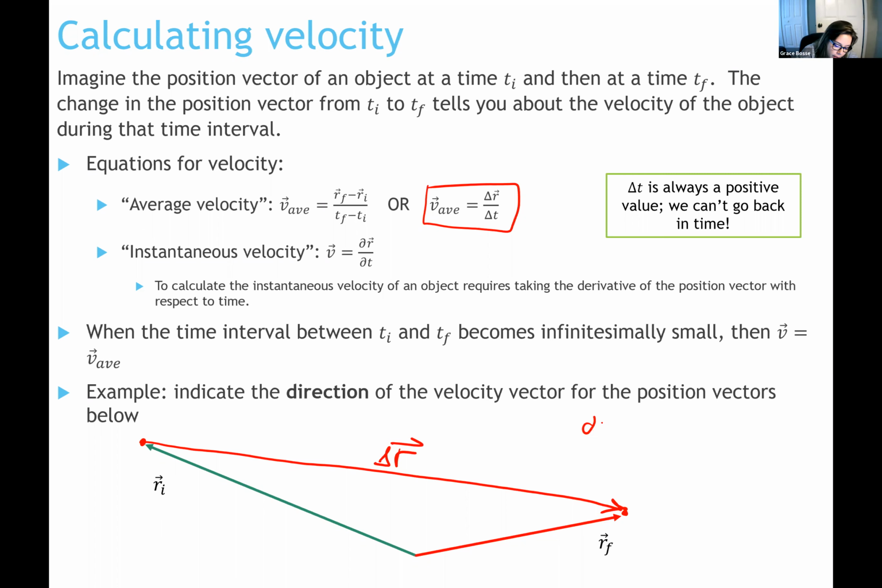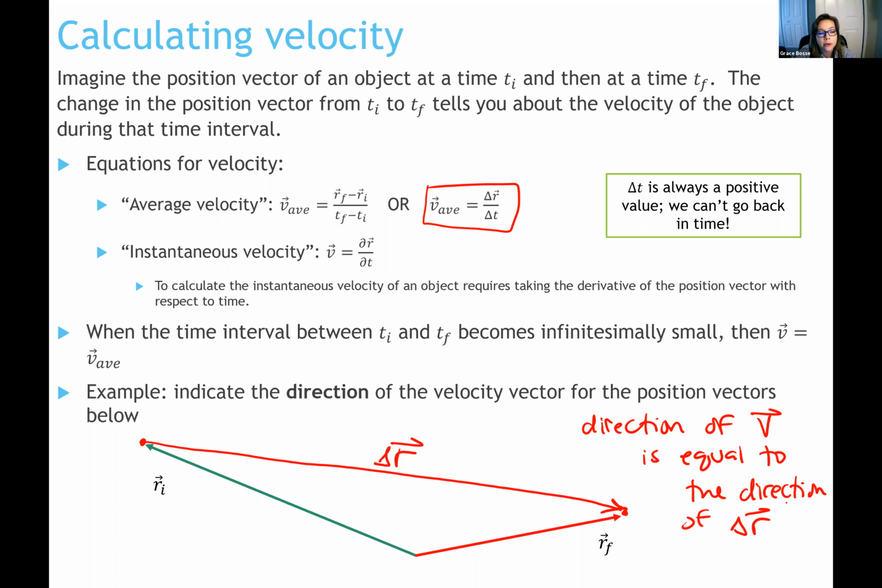So the direction of the velocity vector is equal to the direction of the delta r vector. So if you know the displacement, you automatically know the direction of the velocity vector.